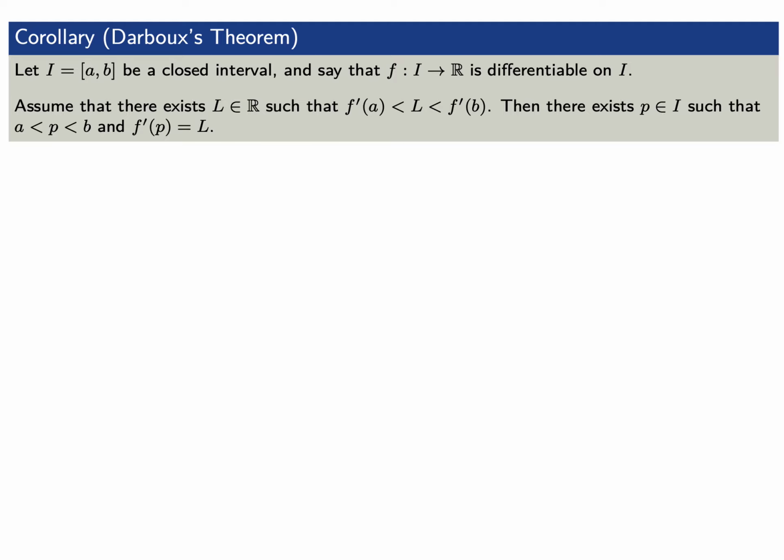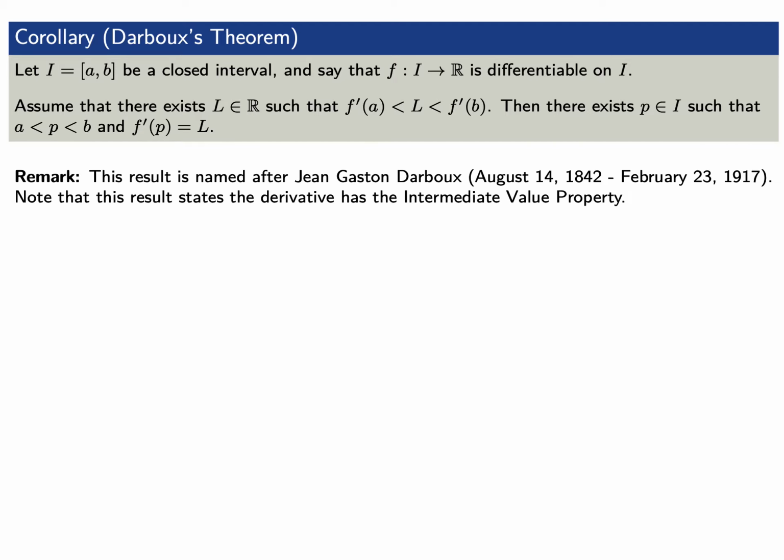As a corollary, we'd like to prove what's called Darboux's theorem. Let I be a closed interval from a to b, and say that f is differentiable on this closed interval I. Let's assume that there exists an L between f prime of a and f prime of b. Then there exists a point p in our closed interval, in fact p is in the interior, that is, p does not equal a or b, and f prime of p equals L. This result is named after the French mathematician Jean-Gaston Darboux. And notice that this result states that the derivative has the intermediate value property.